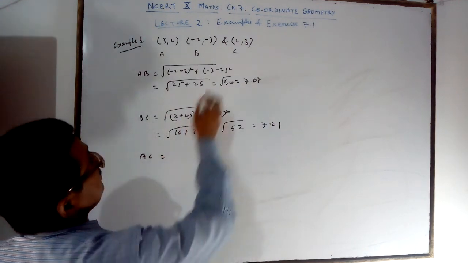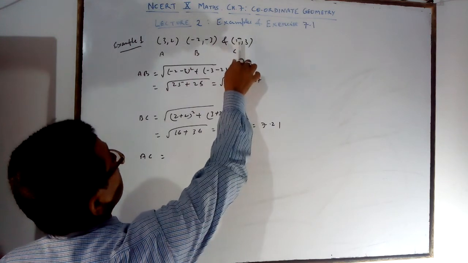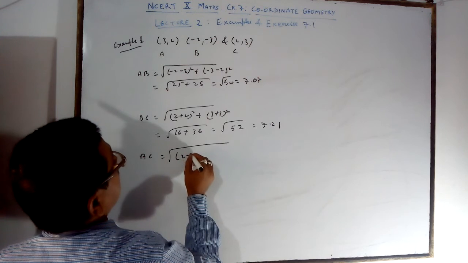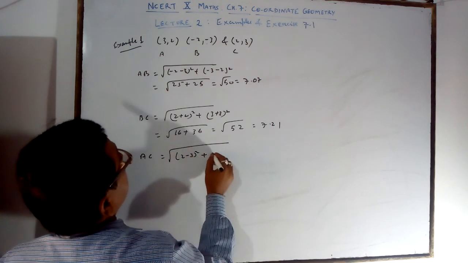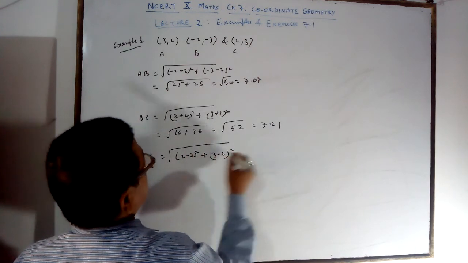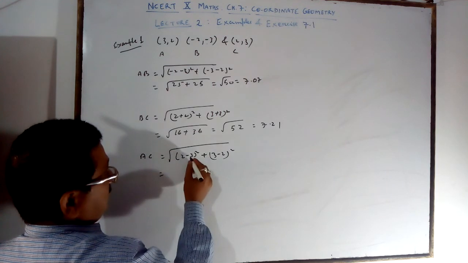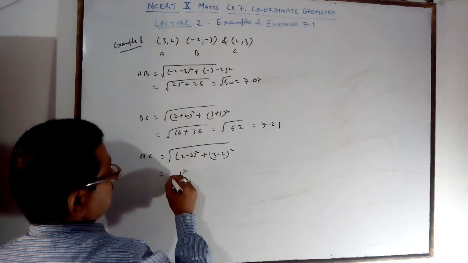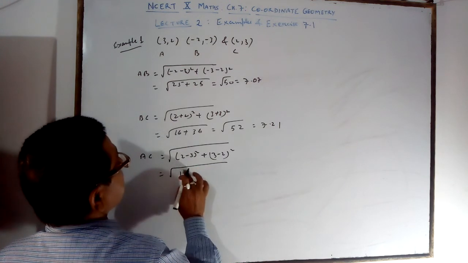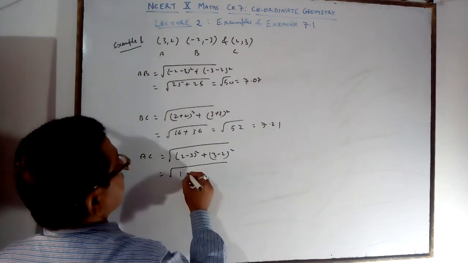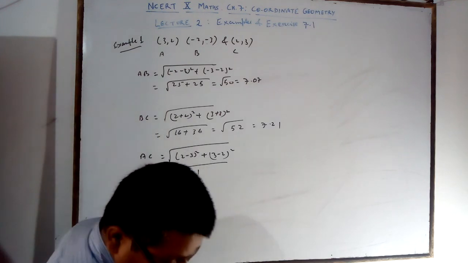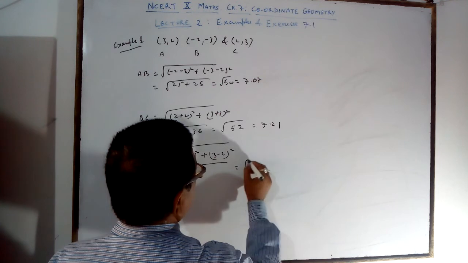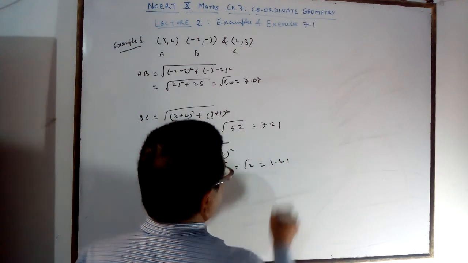AC you can get. It is x2 and it is x1. So what will you get here? (2 minus 3) whole square plus (3 minus 2) whole square. That is 2 minus 3, minus 1, means 1 square, you will get 1. And then 3 minus 2 is 1, 1 plus 1. Exactly, you will get root 2. Root 2 is 1.41.